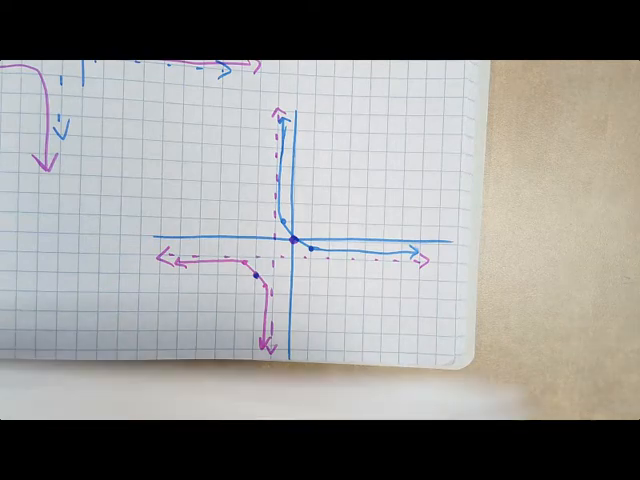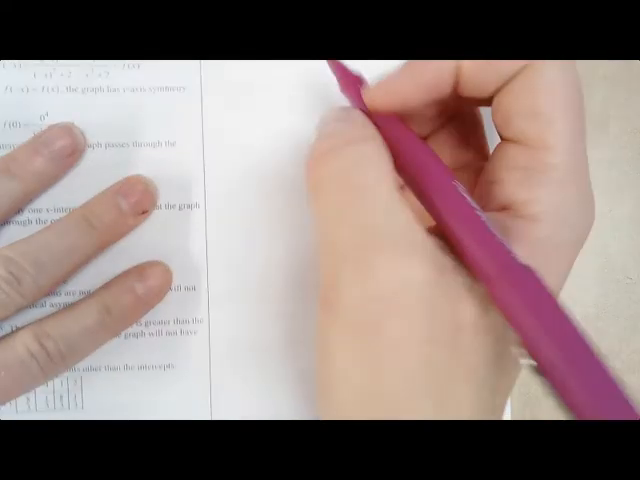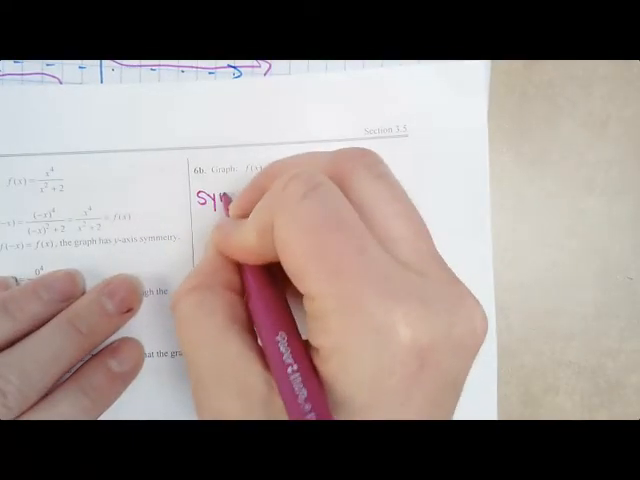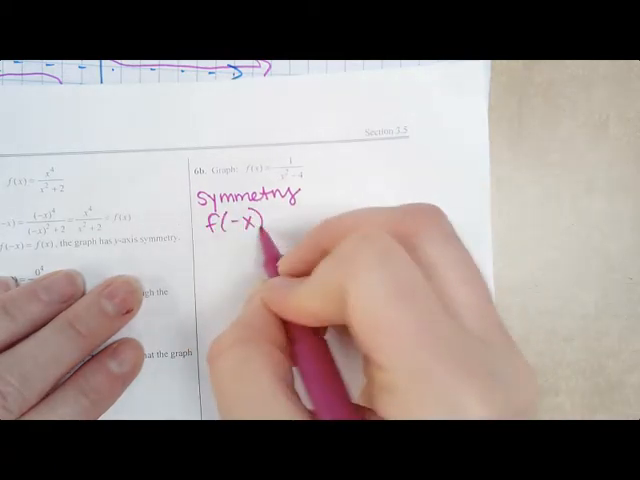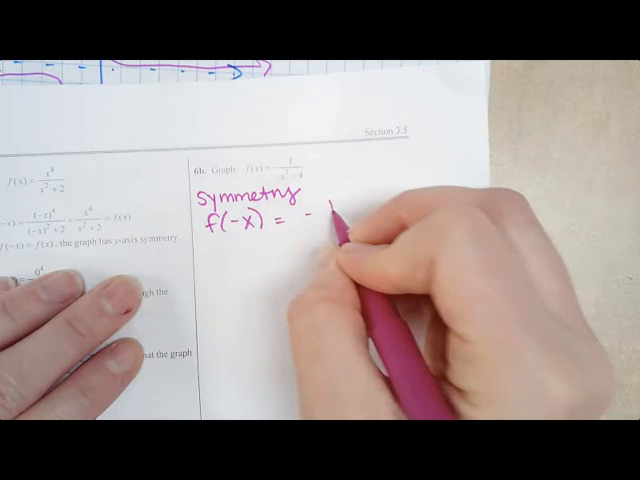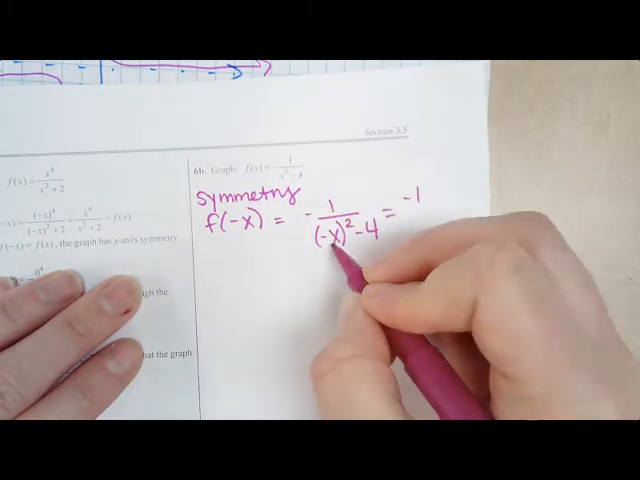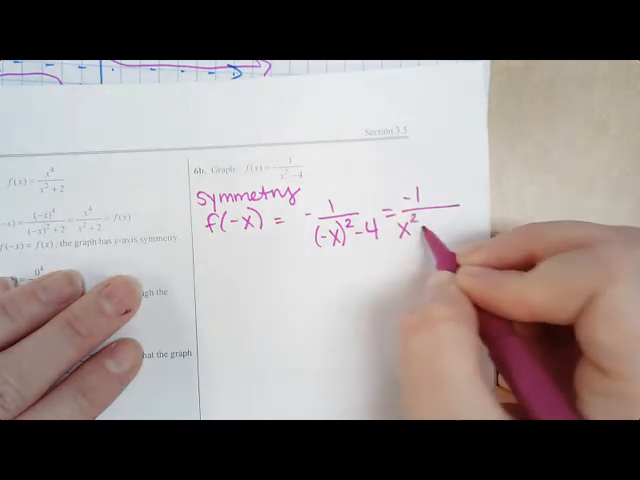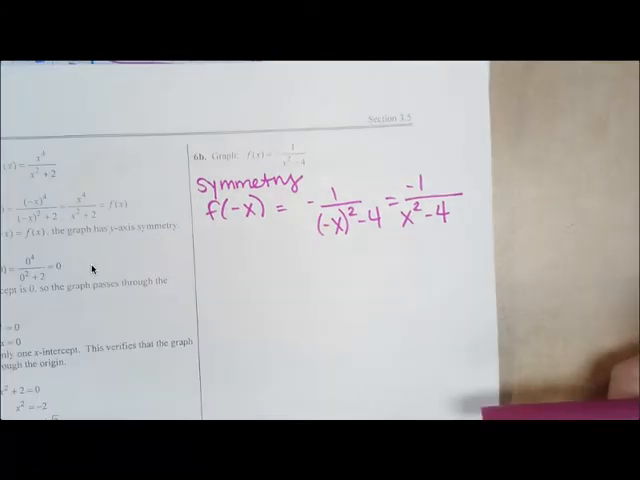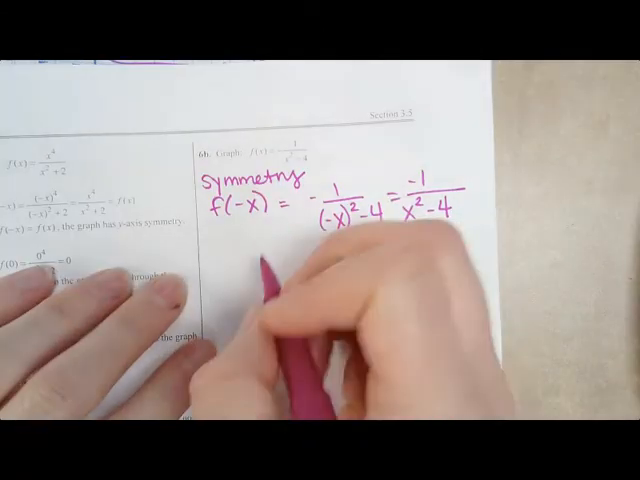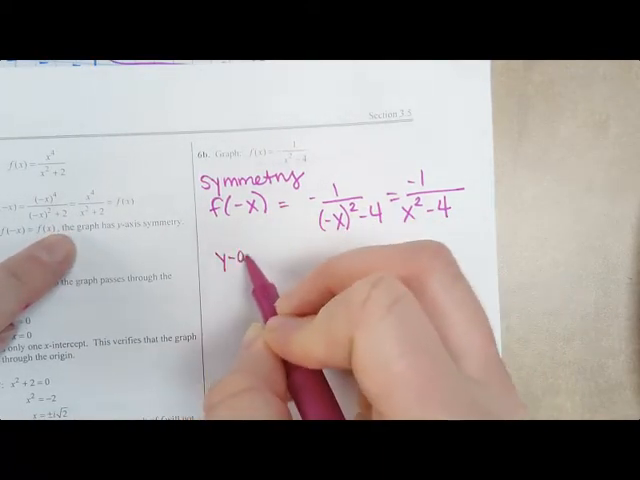Okay, let's do 6B. We need to see if we have some symmetry first. So we are going to do f of -x. So that means I'm going to plug in -x for x. But whenever you square something, it becomes positive. So it looked just like that. Okay, so this means it's going to have symmetry over the y-axis.